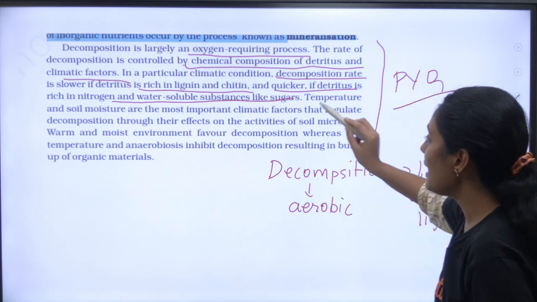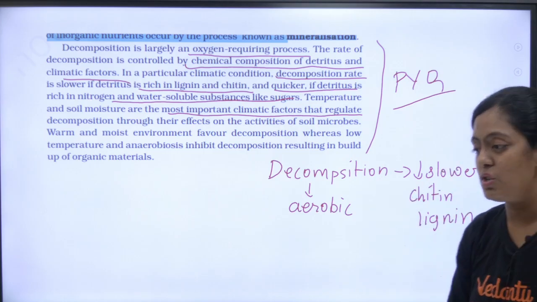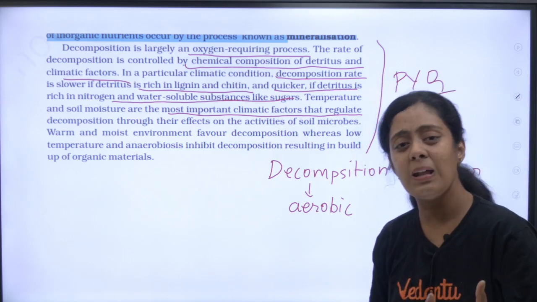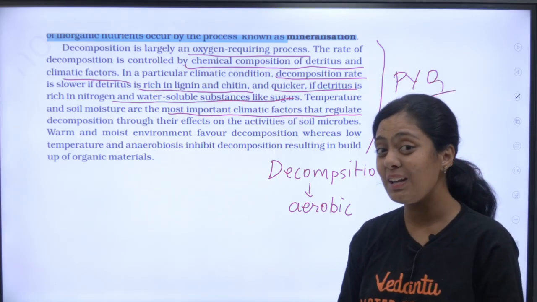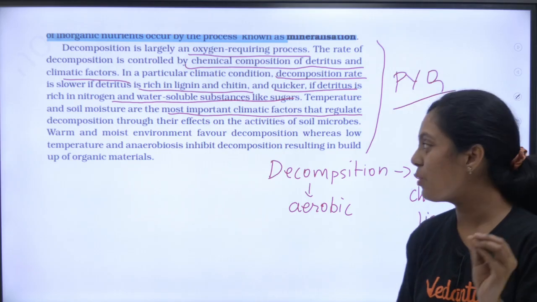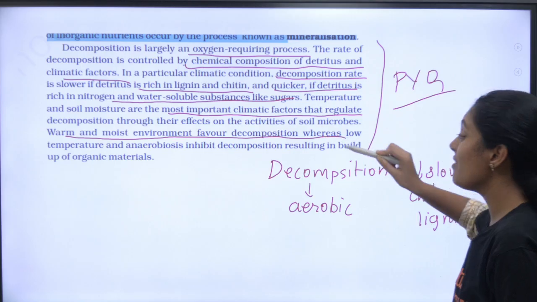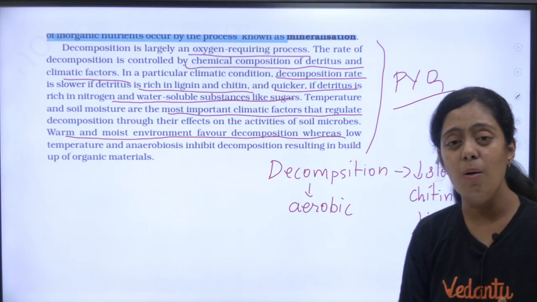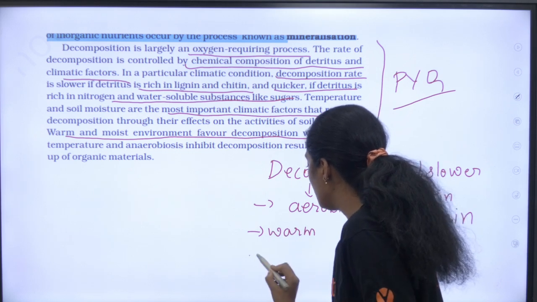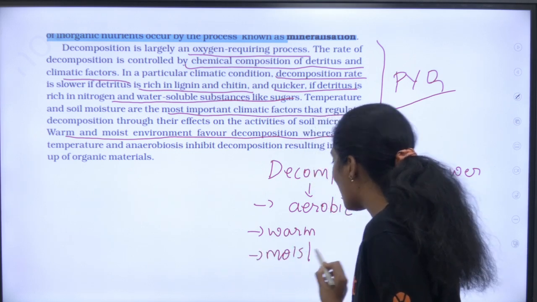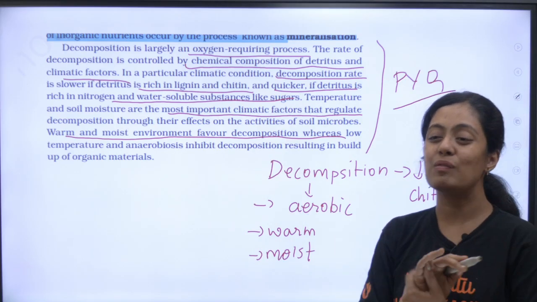Very important. Temperature and soil moisture are the most important climatic factors that regulate decomposition. How do they regulate? The higher the temperature, the greater the growth of the microbes. The greater the growth of the microbes, the greater the rate of decomposition. Correct? That is a very important point. So what are they telling? Warm and moist environment favor decomposition. So decomposition should be aerobic, and the climate should be warm and moist. All these factors contribute to the rate of decomposition.